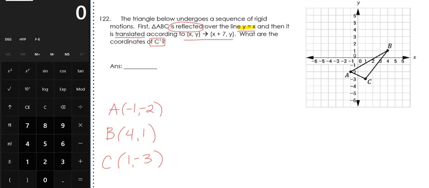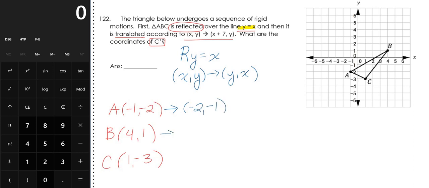Now let's recap what the rule for reflecting over y equals x is. Your rule for reflecting over the line y equals x is to take your x and y coordinate and, just like the line says, have them switch. Bring y to the front. So y comma x. I'm going to take each of these coordinates and have the x and y switch places. So for A, it's going to become -2, -1. For B, it's going to become 1, 4. And then for C, it's going to become -3, 1. So we've done the reflection part.